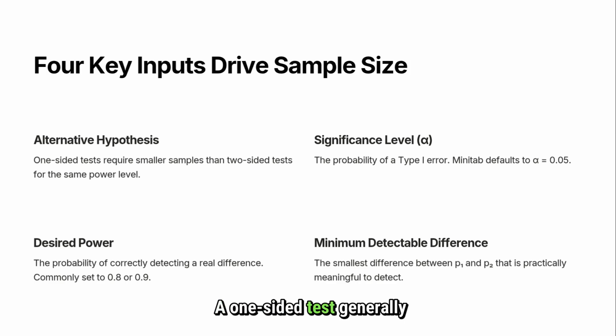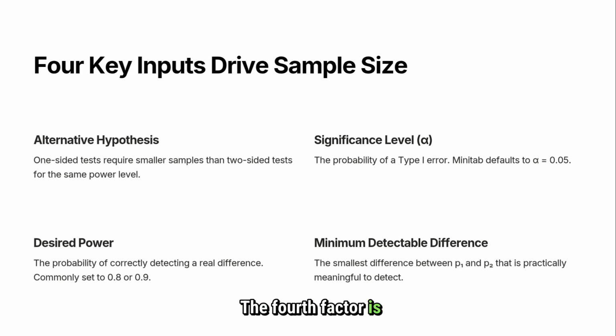A one-sided test generally requires a smaller sample size than a two-sided test because it focuses on detecting a difference in only one direction. The second factor is the significance level, alpha, which represents the probability of making a type 1 error. A smaller alpha reduces the risk of false alarms, but usually requires a larger sample size. The third factor is the desired power, which is the probability of detecting a real difference when one truly exists. Higher power, such as 80% or 90%, increases confidence in the results, but also increases the required sample size.